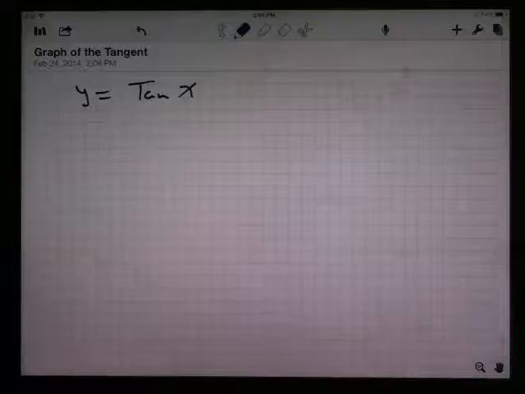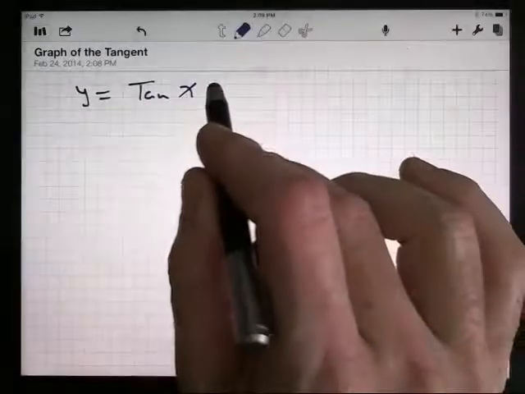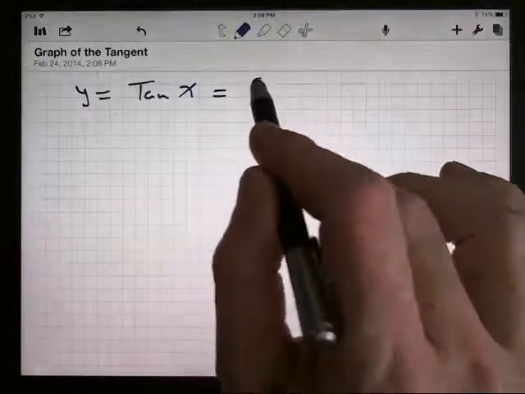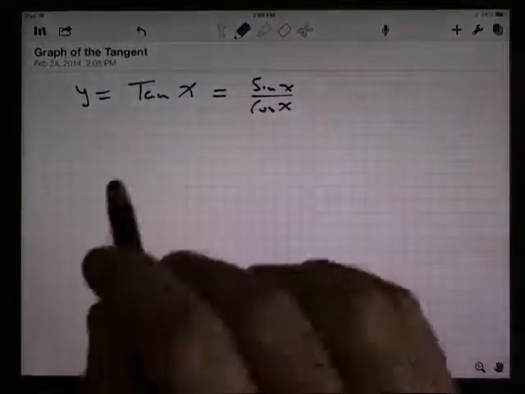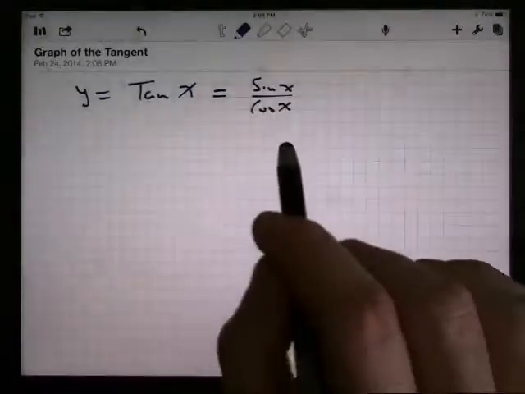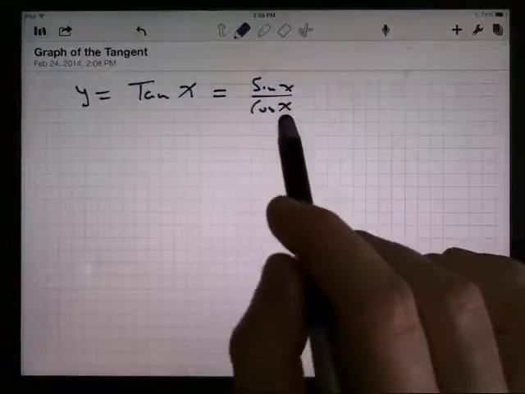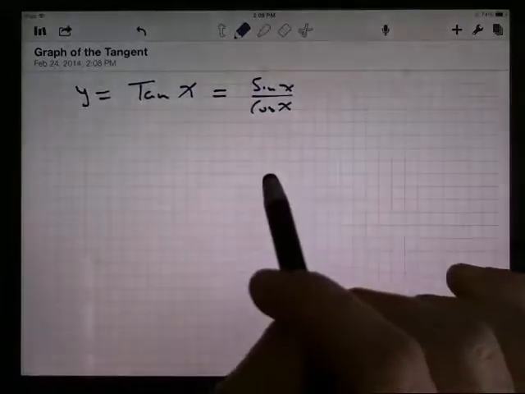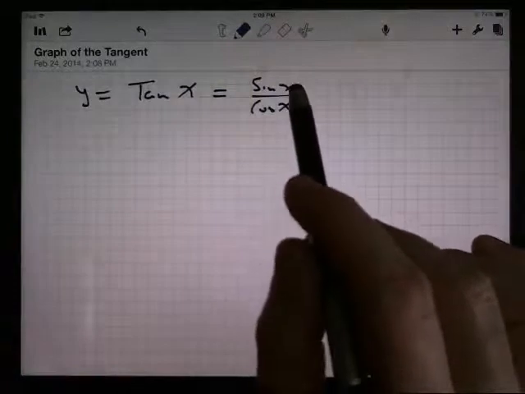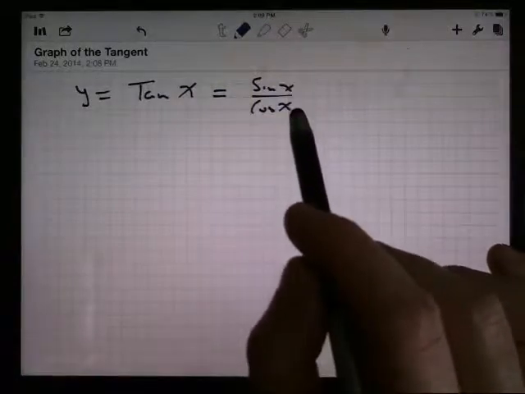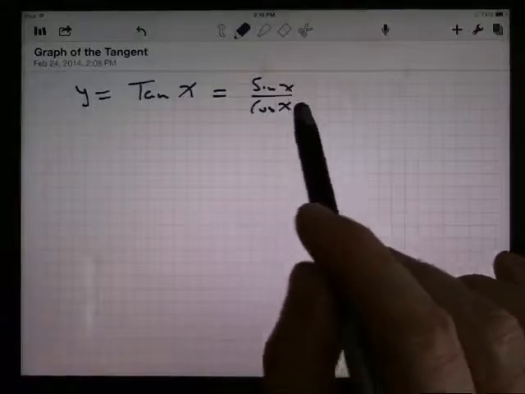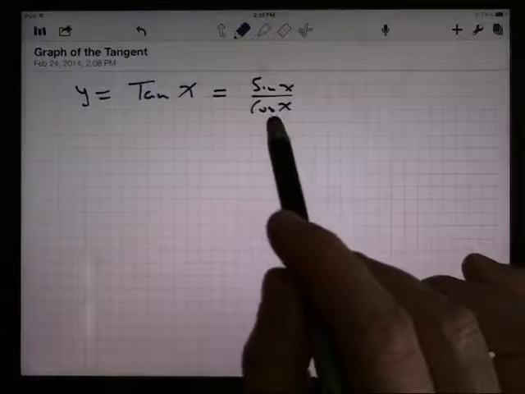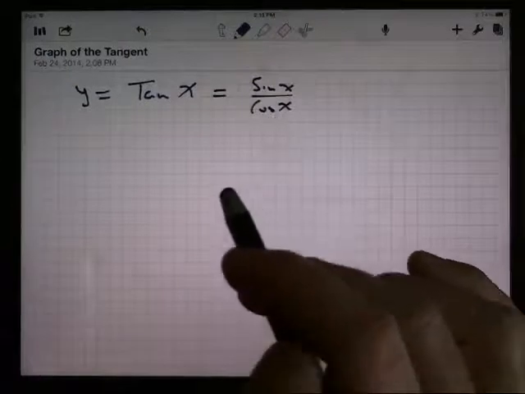Alright, I want to take a look at the graph of y equals the tangent of x. I'm going to do this by thinking about it in terms of the sine of x divided by the cosine of x. The reason I do this is because I know about sine and cosine, and I'm thinking in terms of rational functions where the numerator tells me about x-intercepts and the denominator tells me about vertical asymptotes. Whenever the numerator is equal to 0, the whole function is equal to 0. Whenever the denominator is equal to 0 is where the function's undefined.